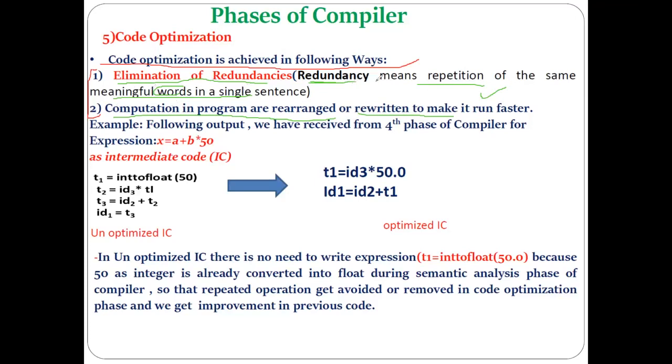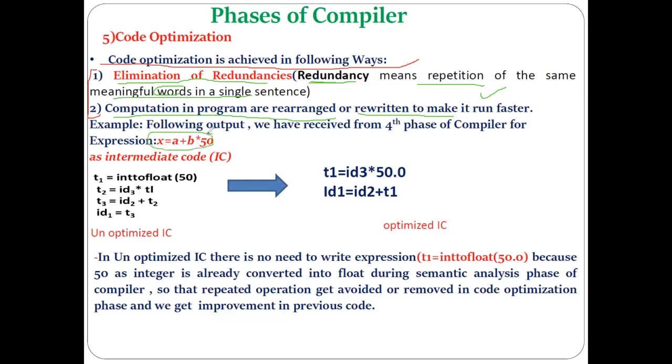Now we are going to apply code optimization on the intermediate code. In the intermediate code, you have to see whether there is any redundancy, whether some code is present which is considered repeated or redundant code. Also, you have to see whether you can make some changes in that intermediate code so that your program can run faster. This has to be observed in your intermediate code, and then the code optimization has to be performed.